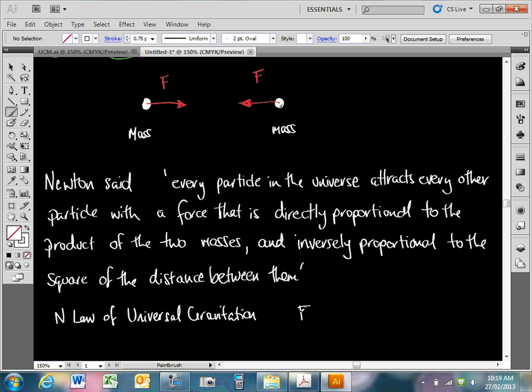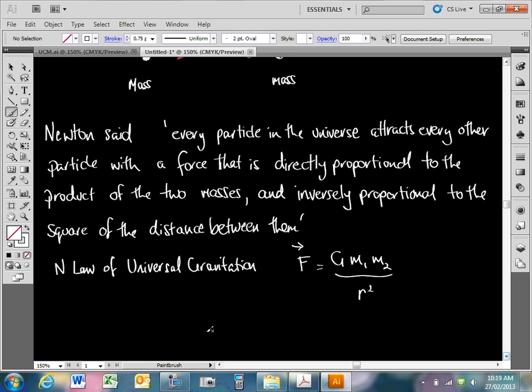Does anybody know it? You all know it, actually. Yes. And I've just said mathematically what that last sentence says. Where G is this gravitational constant, which is equal to 6.67 by 10 to the minus 11. If you think I'm wrong, please tell me. Sometimes I am.